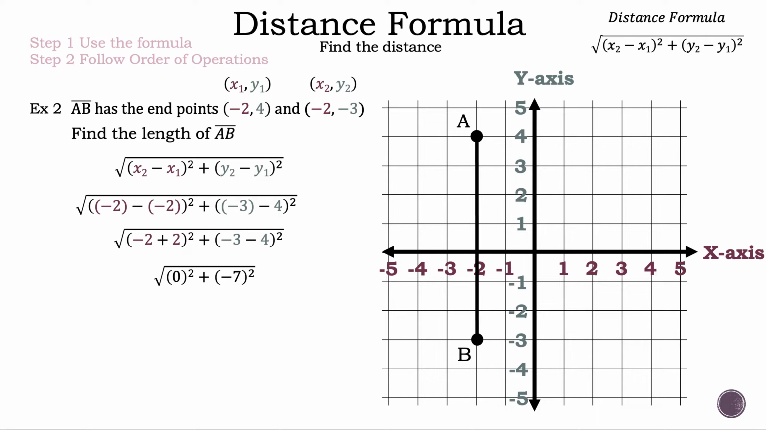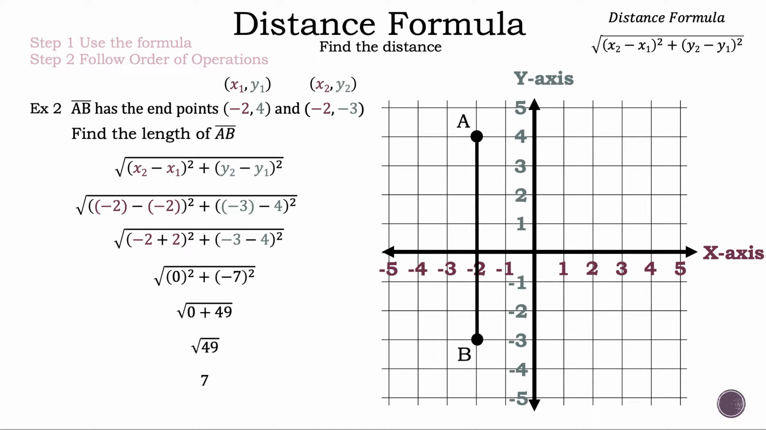Now we have the square root of 0 squared plus the parentheses of negative 7 squared. Let's go ahead and square those numbers. 0 squared is 0 and the parentheses of negative 7 squared is 49. And now we have the square root of 0 plus 49. And 0 plus 49 is 49. So now we have the square root of 49, and the result of that is 7.